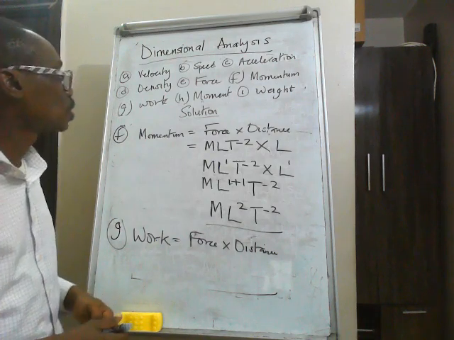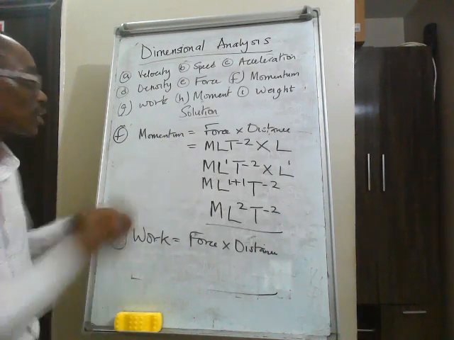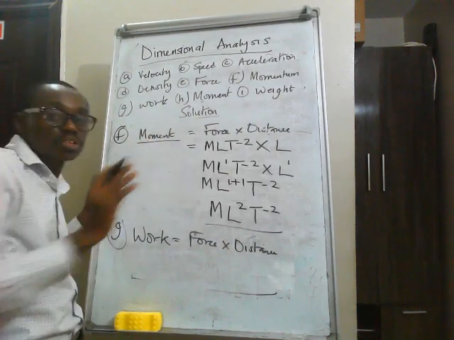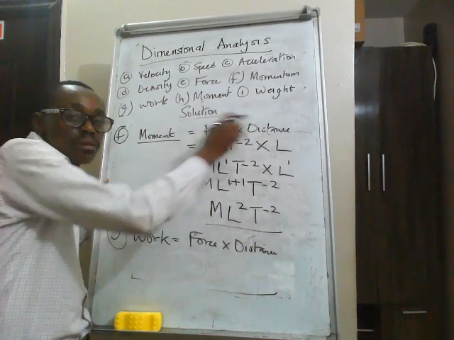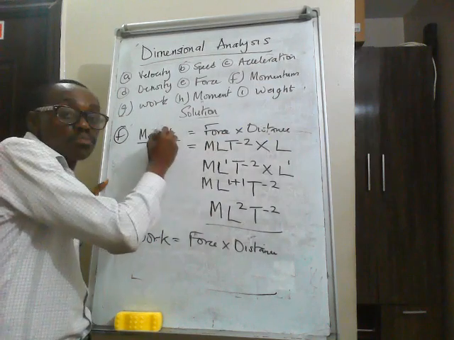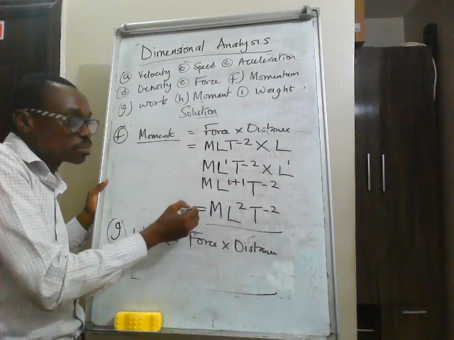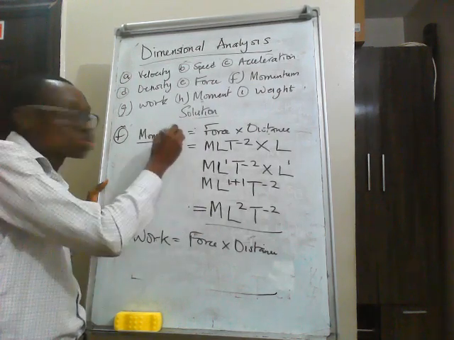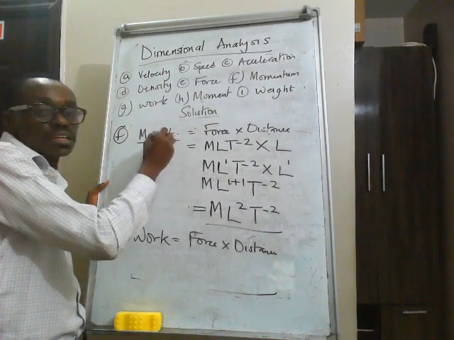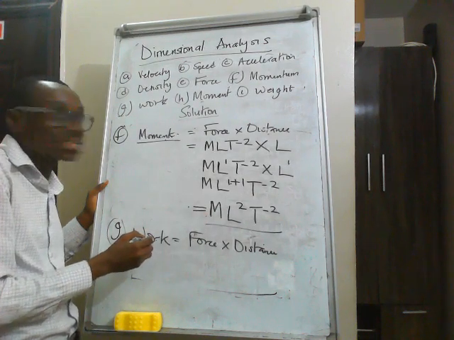So the next one is, this is not the dimension of momentum. I made a mistake. This is the dimension of moment. Moment is force times perpendicular distance from the point of application of the force. So this is the dimension of moment, not momentum. I'm very, very sorry. I mistakenly said it was momentum. This is the moment of a force. So the dimension of moment and the dimension of work are the same thing.